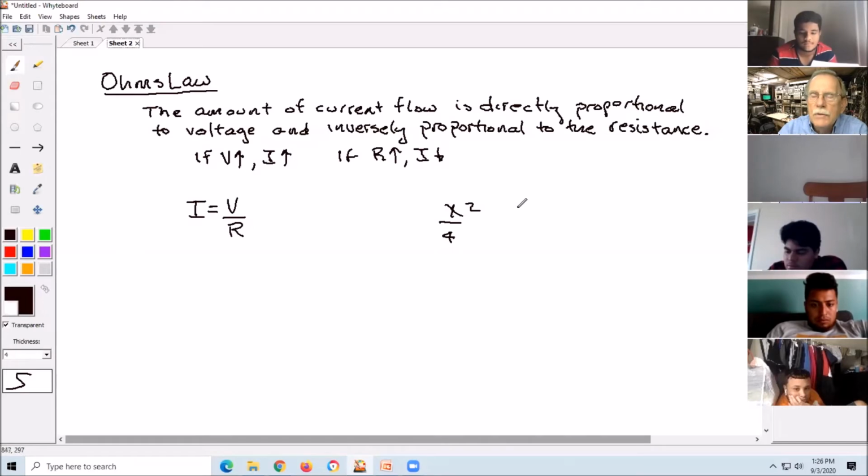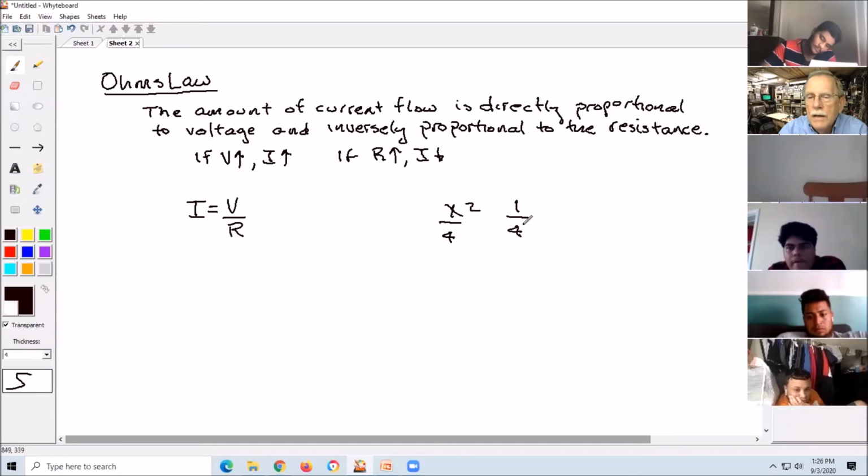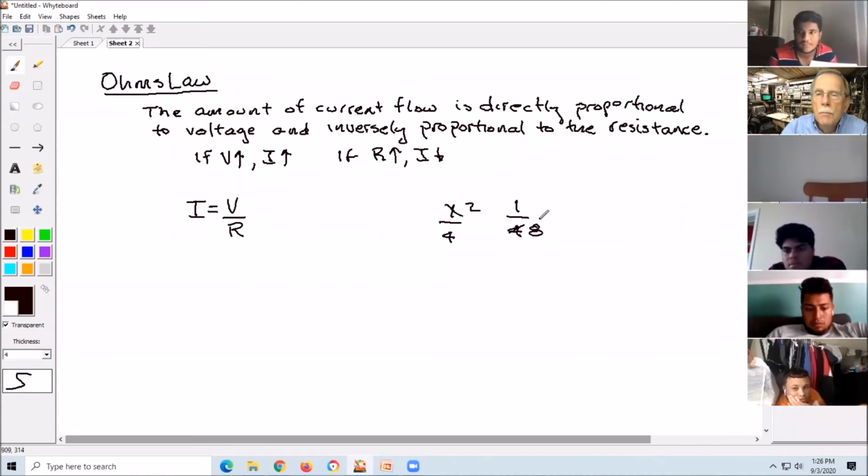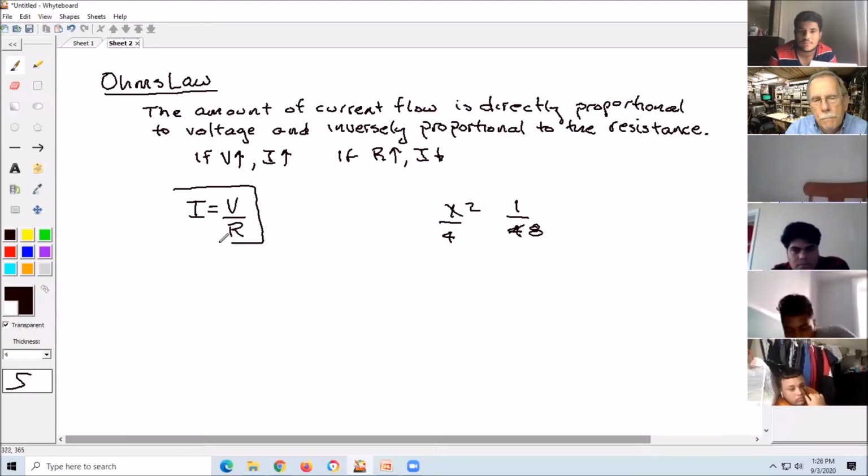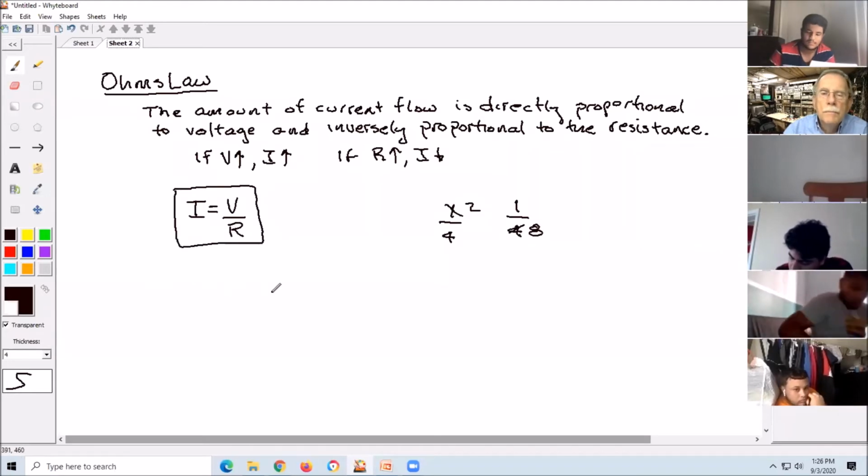If we think about the other end, if I have the fraction 1 over 4 and I change the denominator, I get rid of the 4 and make it 1 over 8, what just happened to the value of the fraction? Smaller. It went down. So the resistance goes up and the value goes down. So it's inversely proportional. So this is Ohm's law.